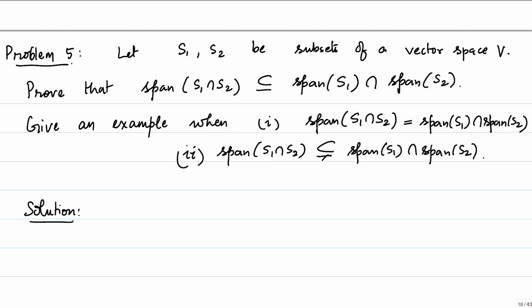So we need to check for the span of S1 intersected with S2 being a subset of the span of S1 intersected with the span of S2. So how do we go about proving such a statement? We take some arbitrary element in the left and prove that it is also necessarily an element in the right. But here it's quite straightforward. So let V be in the span of S1 intersected with S2.